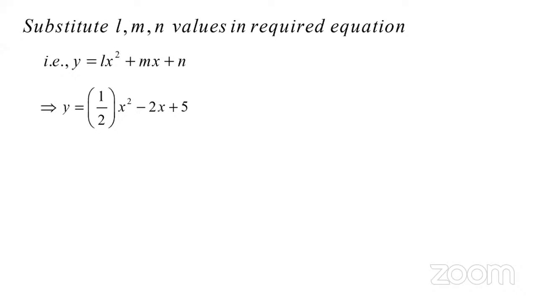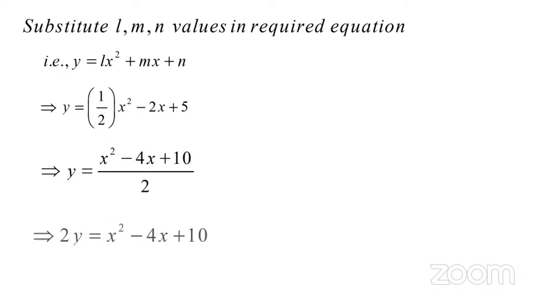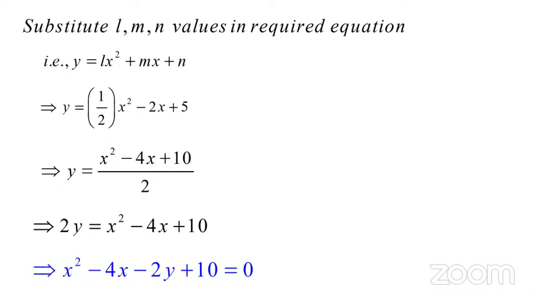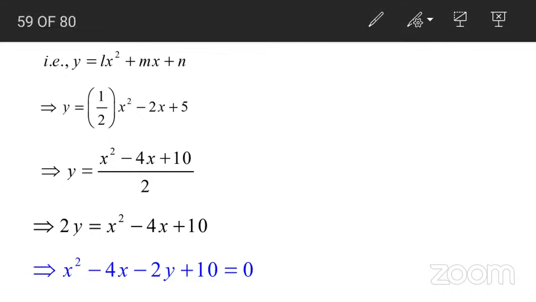Next, substitute the l, m, n values in the required equation, that is y equal to lx square plus mx plus n. Substitute l value as 1 by 2, m value as minus 2, n value as 5. Then take LCM. Then x square minus 4x plus 10 by 2 equal to y. That is 2y equal to x square minus 4x plus 10. Then x square minus 4x minus 2y plus 10 is the required equation.